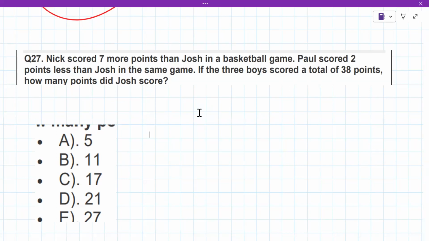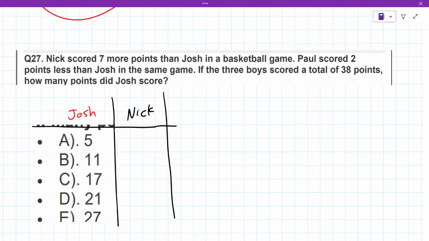How would you start? I'm just asking you to read the question. It says, how many points did Josh score? And just tell me that, oh, these are the values for Josh. Because when you're making a table, you have to know, well, what does the table represent? So now let's go to someone else. Nick. What does it say about Nick in the problem? Yeah, 7 more points than Josh. Okay, so we're going to add 7 to each of these. 12, 18, 24, 28, 34.